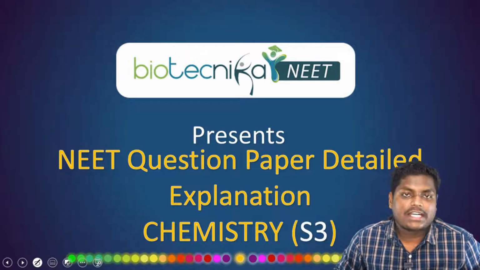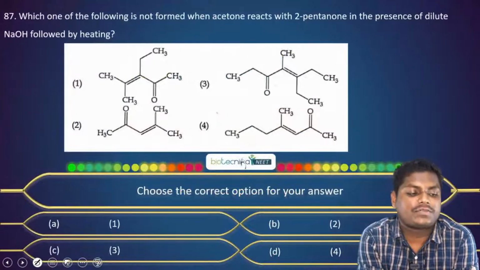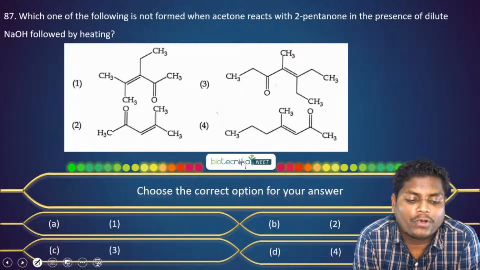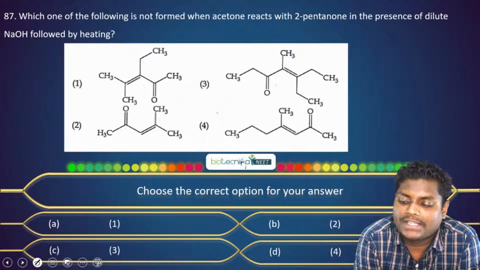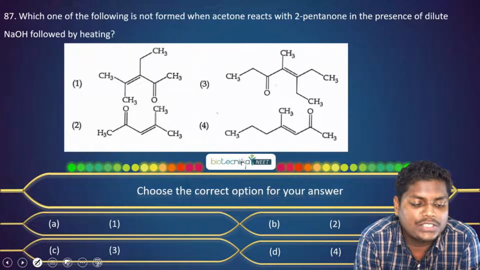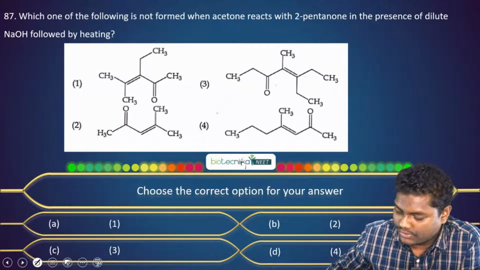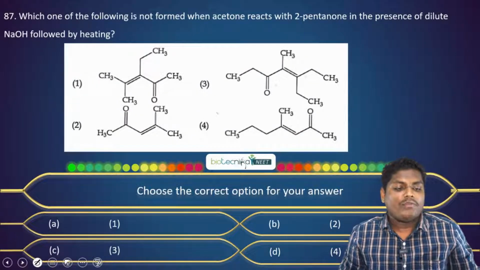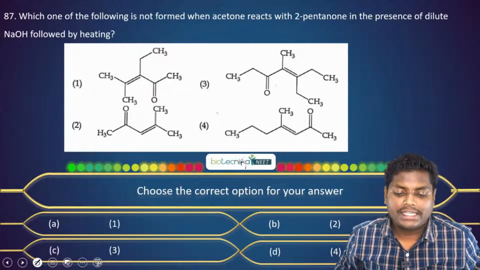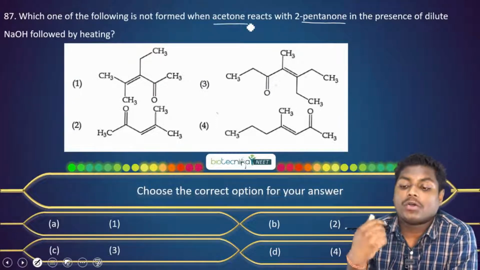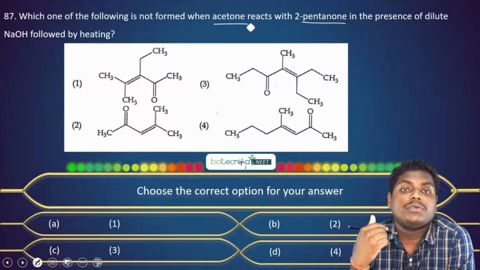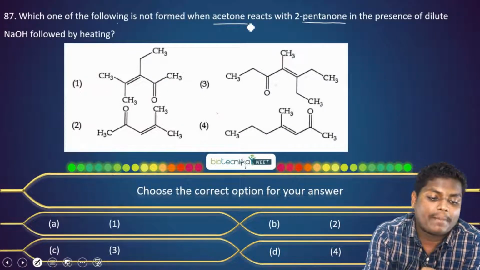So let's get started. This is the first question. Which one of the following is not formed when acetone reacts with 2-pentanone in the presence of dilute NaOH followed by heating? So this is the first question that I'll be discussing. Which one of the following is not formed when acetone reacts with 2-pentanone in the presence of dilute NaOH followed by heating?